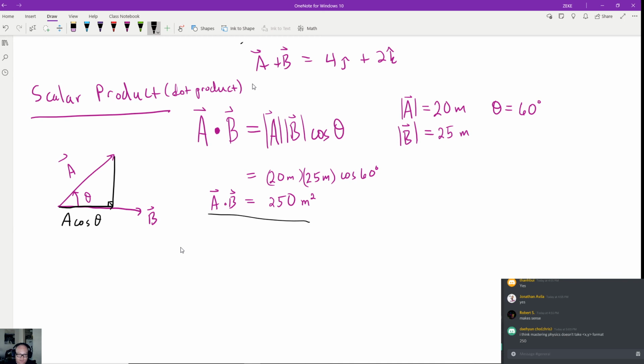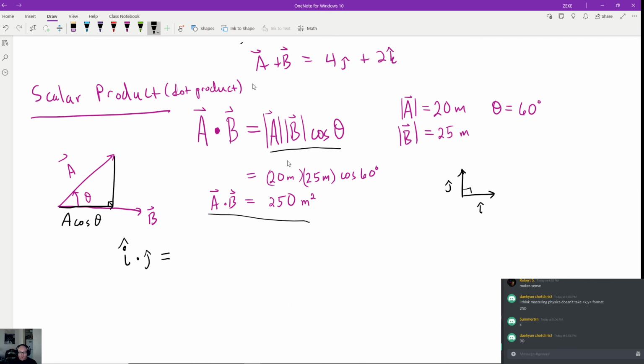Okay, so that's one way to do it. But there's an even easier way to do it, actually, if you use unit vectors. So let's think about the following scenarios. What would I dot J be equal to? So I hat dot J hat, what's that equal to? We follow our definition right here. I'm gonna draw a little picture here. J hat points this way, I hat points this way. What would the angle between the two of them be? Remember that I is parallel to X and J is parallel to Y. What's the angle here have to be? It's a 90 degree angle, right?